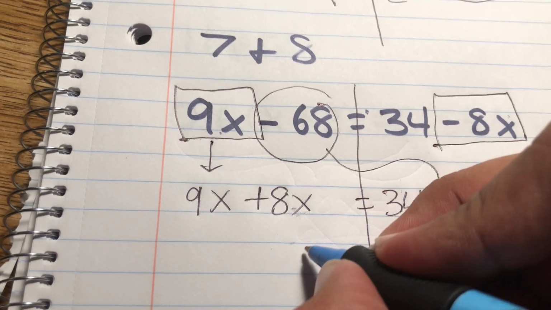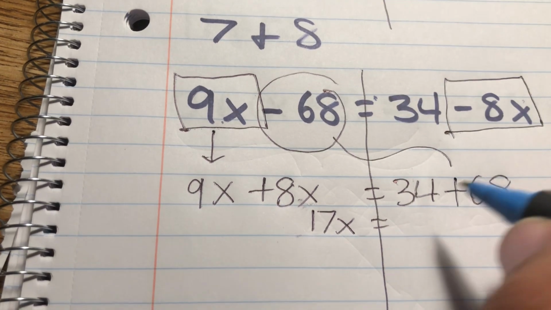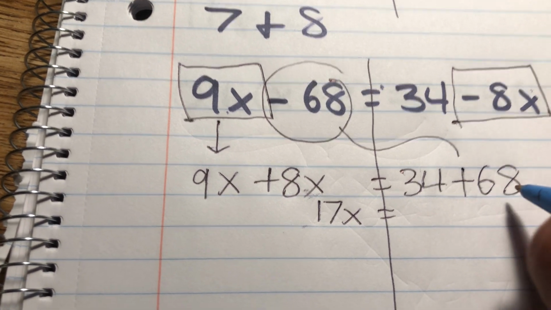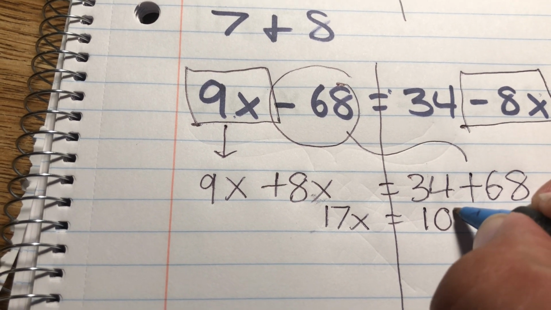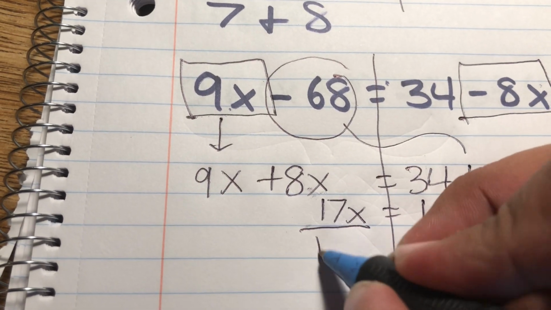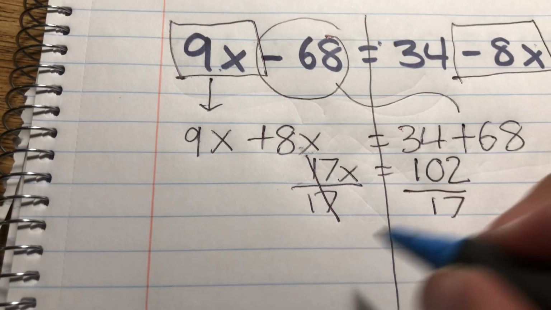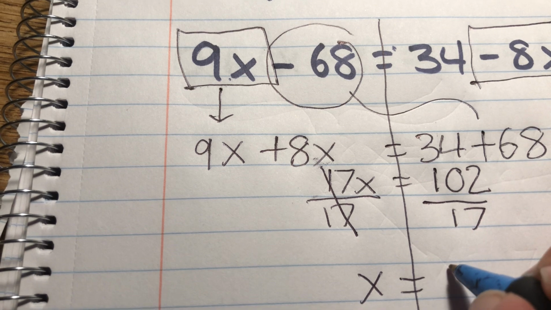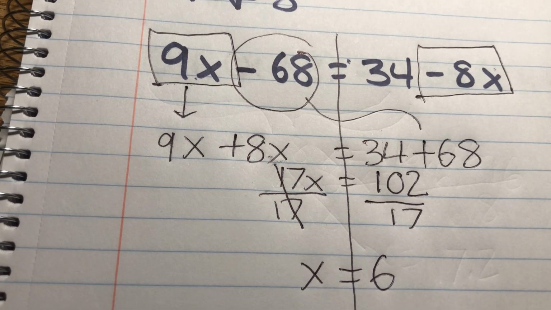This combines and makes 17x. And this combines and is going to make 90 plus 12, so that's going to be 102. Okay, we're going to divide by 17. X equals 6. And that's it.